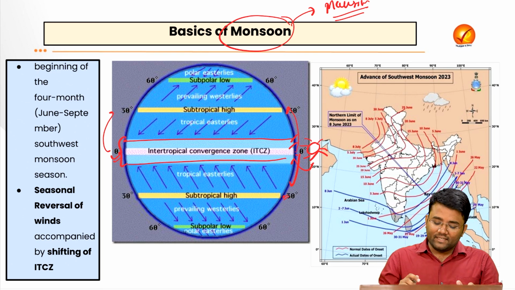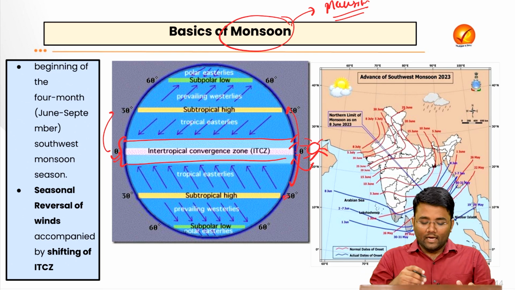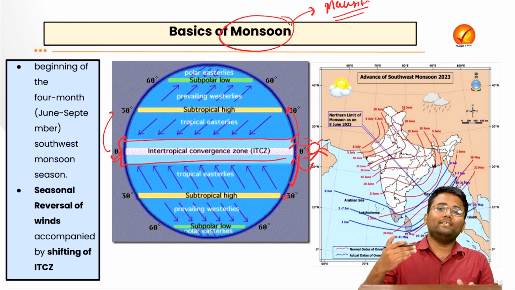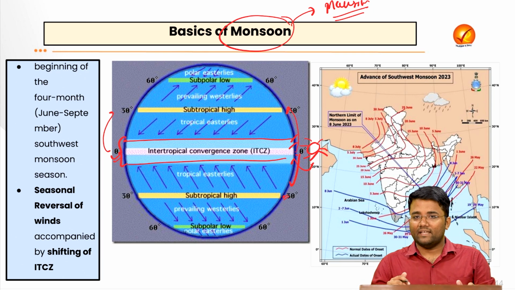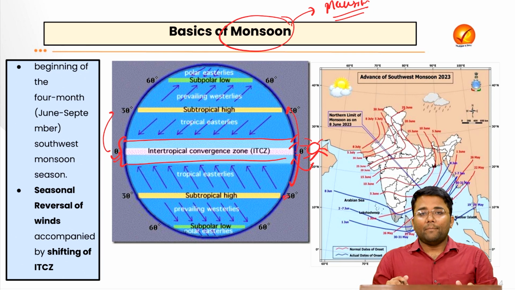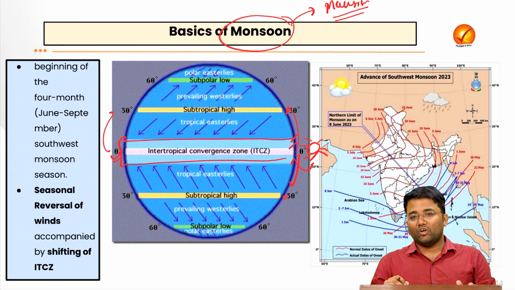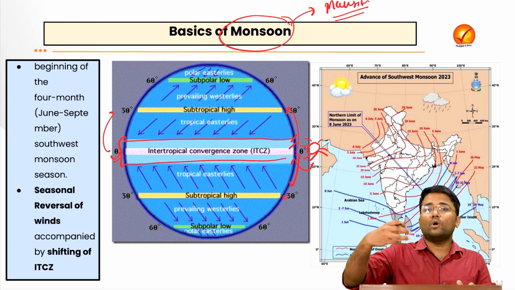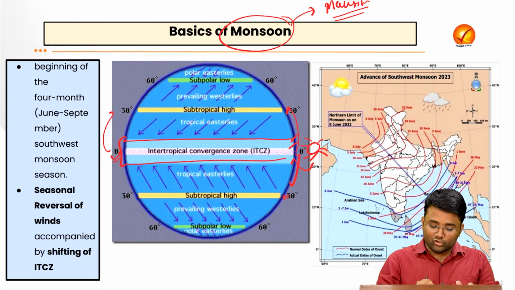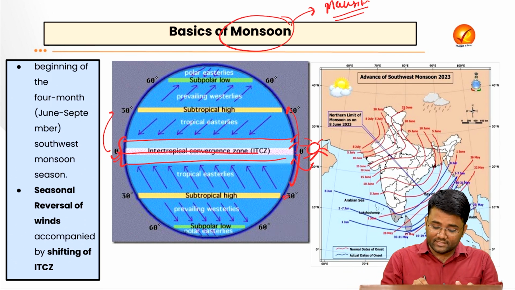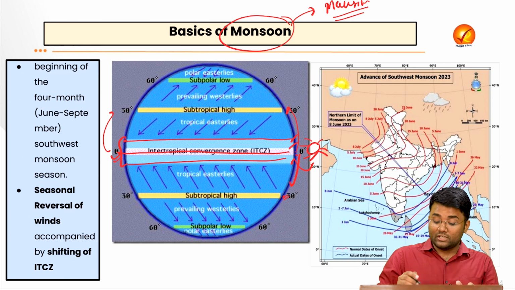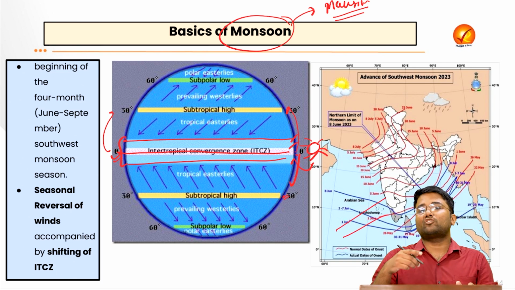Now what happens when the sun moves towards the Tropic of Cancer? This ITCZ is also moving towards the Tropic of Cancer in the northern hemisphere. But what happens when this ITCZ is moving towards the Tropic of Cancer? These tropical easterly winds are also being steered towards the Tropic of Cancer. But when these tropical easterlies cross the equator, they become southwesterly winds because of the impact of the Coriolis force.